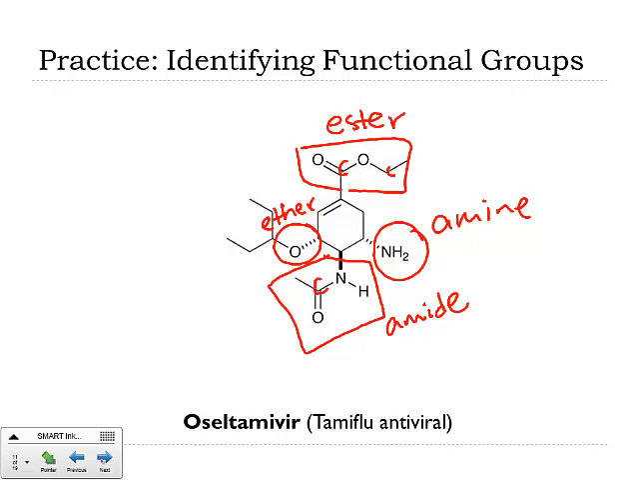This is how we identify functional groups in molecules. We look for the pieces. We use that table to help us find that out.